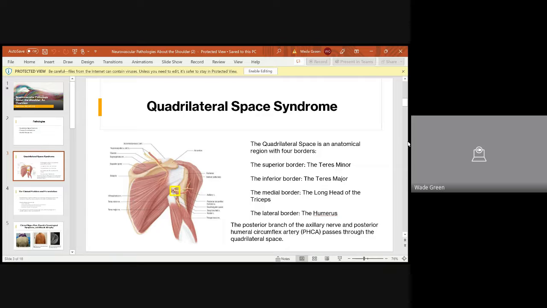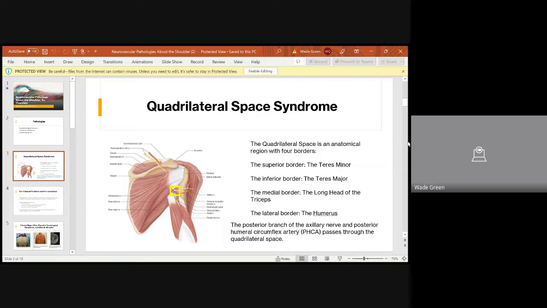You'll also notice that we have the quadrangular space, which is right below it. We're not going to focus on that so much right now, but we're going to focus on the quadrilateral space. That's actually one of the most common neurovascular complications in the shoulder, even though it's more rare. So what makes up the quadrilateral space? The superior border is the teres minor, the inferior border is made up by the teres major, the medial border is the long head of the triceps, and the lateral border is the humerus.